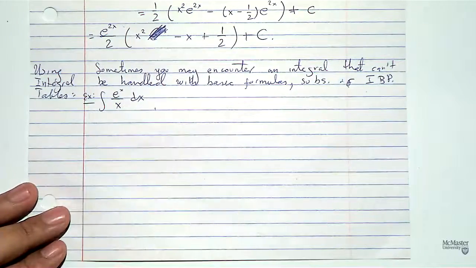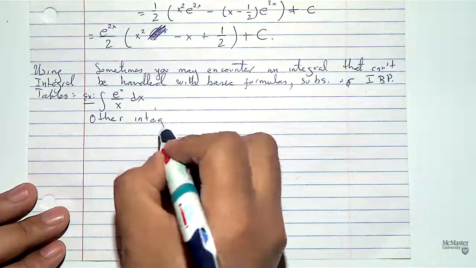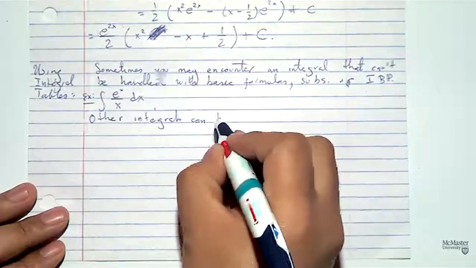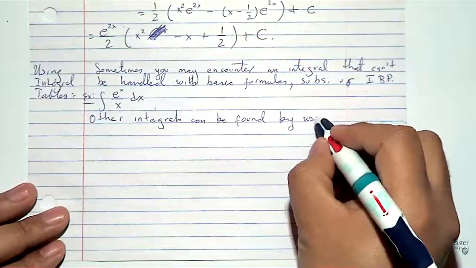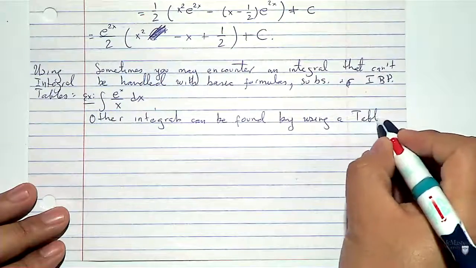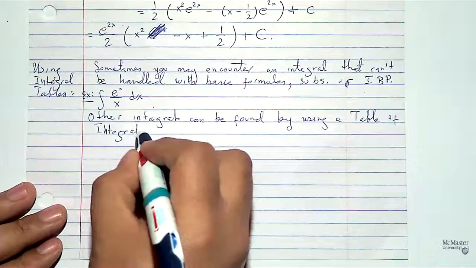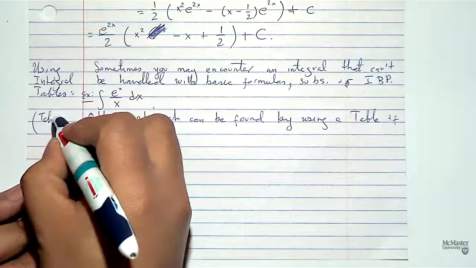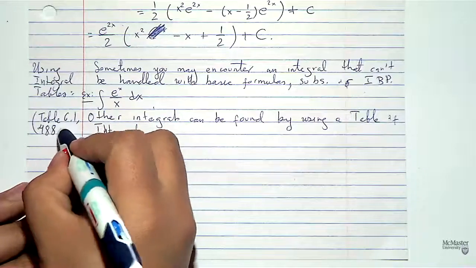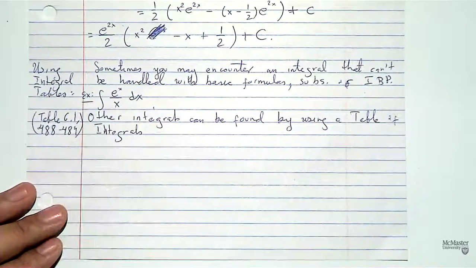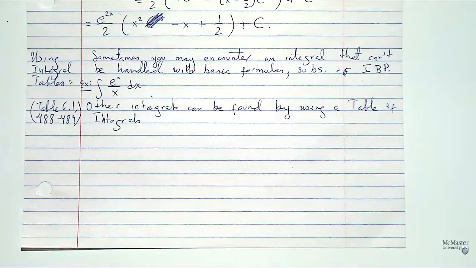And in any case, the idea is that all of the integrals can be found by using a table of integrals, which is in your book. It's Table 6.1, on pages 488 and 489. That is, of course, if you use the edition of the textbook that you were indicated in the semester.